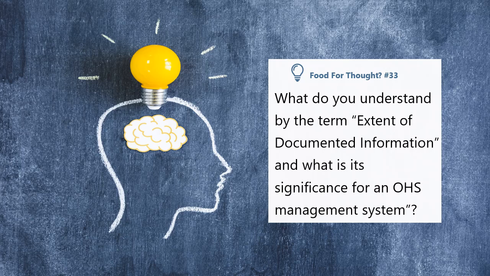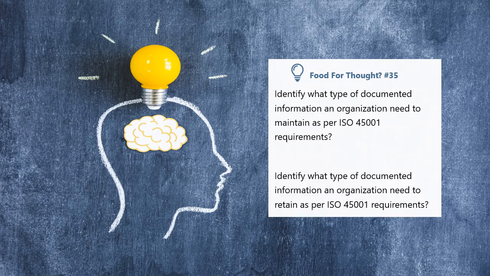Furthermore, legal and regulatory requirements also play a crucial role in determining the extent of documented information required for an OHS management system. For example, organizations operating in highly regulated industries such as healthcare or pharmaceuticals may need to comply with extensive documentation requirements to ensure the safety of workers and the public. In summary, the extent of documented information required for an OHS management system may differ for two different organizations depending on their size, complexity, industry, hazards and risks involved, and legal and regulatory requirements.